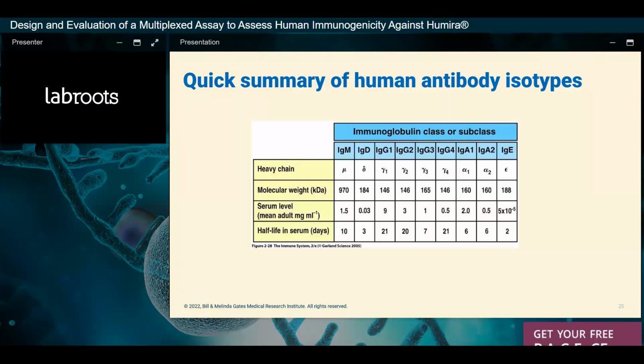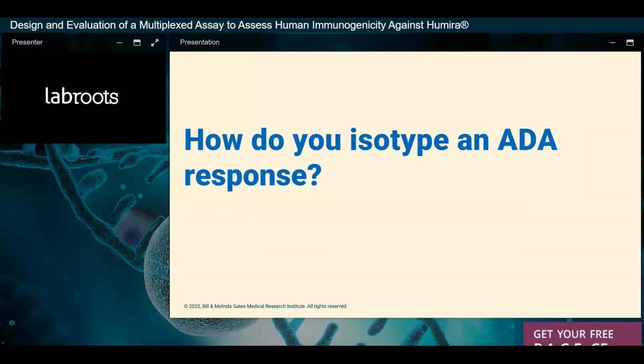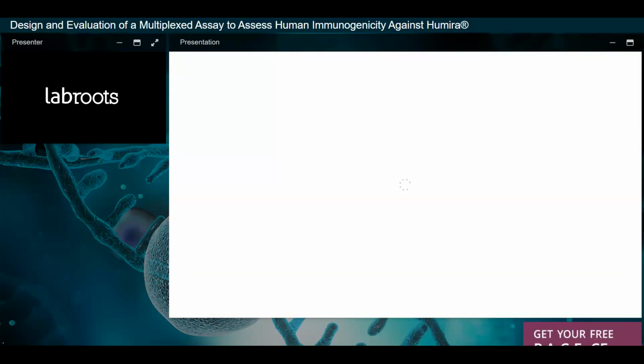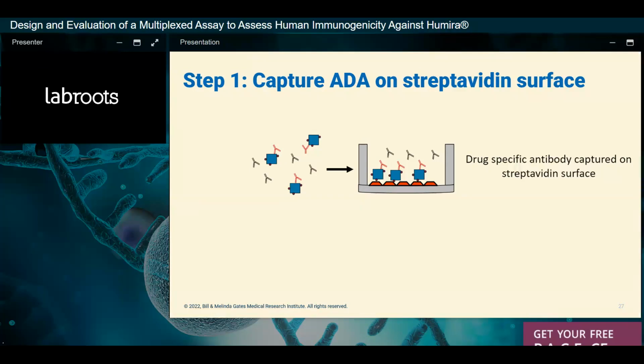But now that we remember what these isotypes are, how do you measure an isotype in these screening and anti-drug antibody assays? Well, one of the ways that you can do this is you have to purify the antibodies out of your sample first, and then you can begin your isotyping. So how do you purify them? Well, you can take your sample and you mix it with biotinylated drug, and you allow the complexes to be formed, and you put them on a streptavidin plate. And that's basically going to capture your anti-drug antibodies.